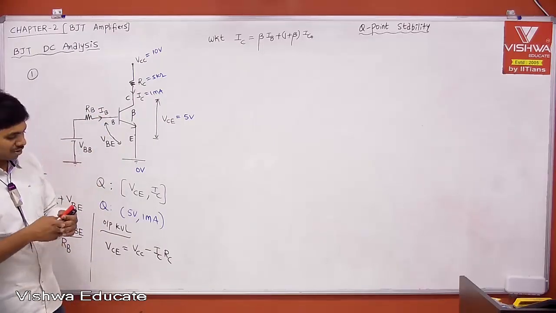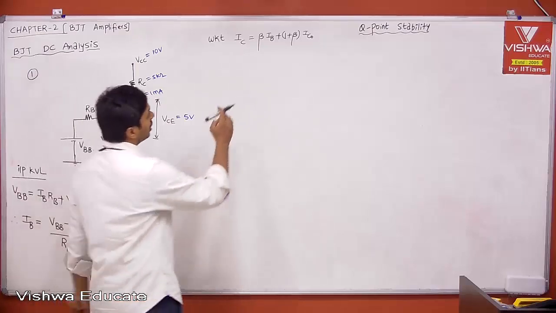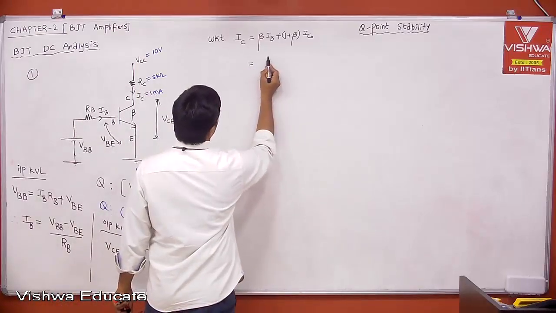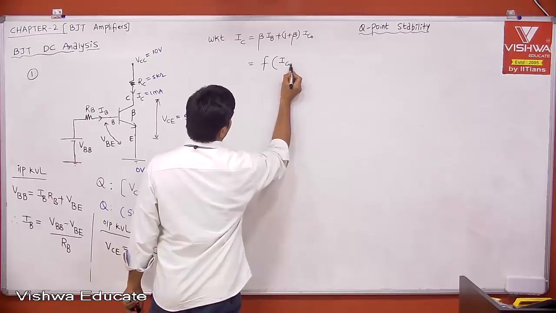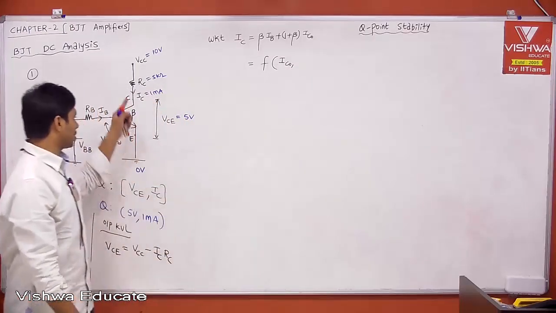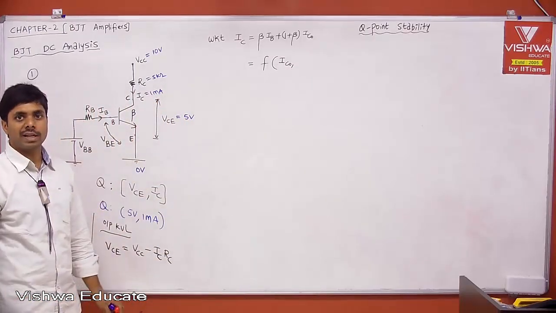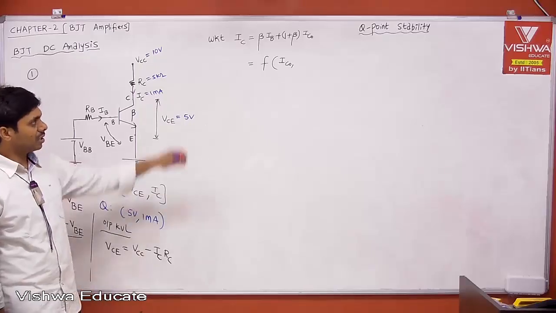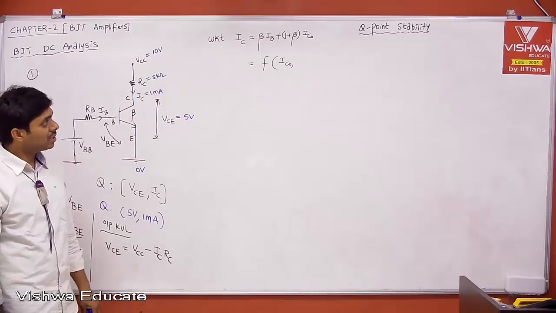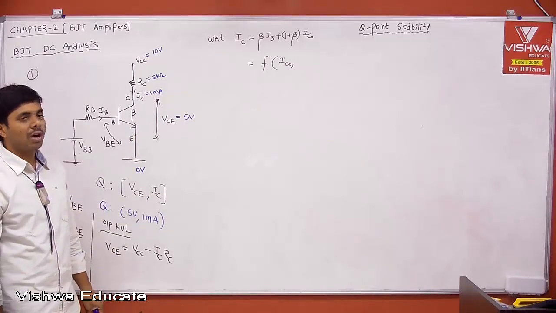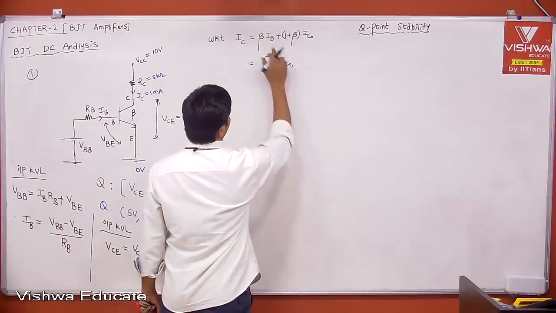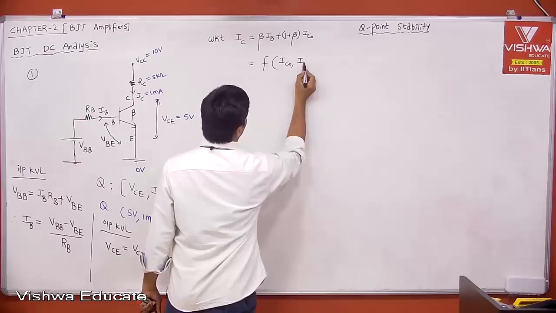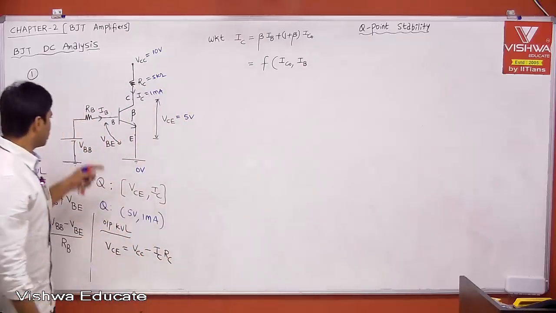But practically, your IC is a function of all three parameters. Therefore, it is a function of the reverse saturation current. The reverse saturation current is due to the reverse-biased PN junction, which is nothing but the collector junction, which I explained already, right? In turn, the reverse saturation current depends on temperature. That is IC naught, and IC is also depending on IB.